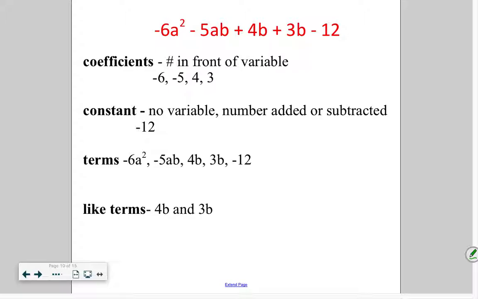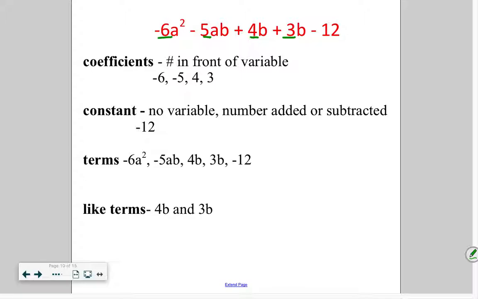Terminology. Coefficients are these numbers that sit in front of variables, and you take the signs with them. So this is a -6 in front of a squared, a -5 in front of AB, a +4 in front of the B, and a +3 in front of the B, paying attention to the subtraction signs and the addition signs, okay? Coefficients sit in front of the variable.